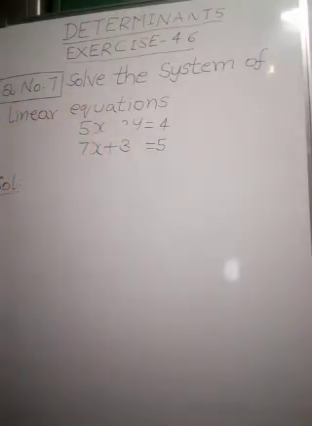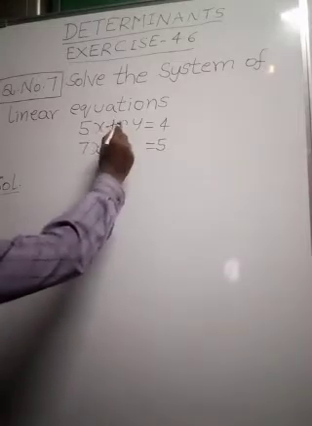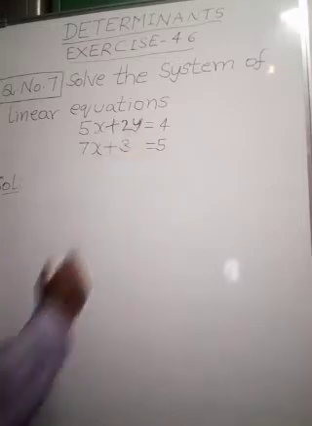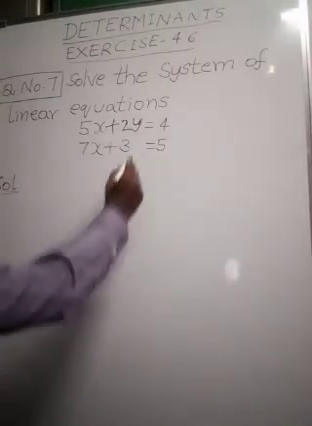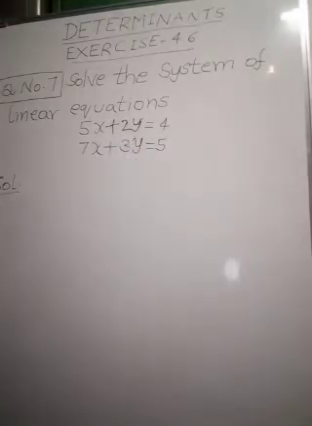The given system of linear equations is 5x plus 2y is equal to 4 and 7x plus 3y is equal to 5. These are the given system of linear equations. Now we have to solve this system. Let us write the given system of linear equations in the matrix form.